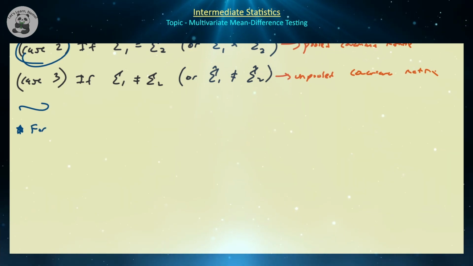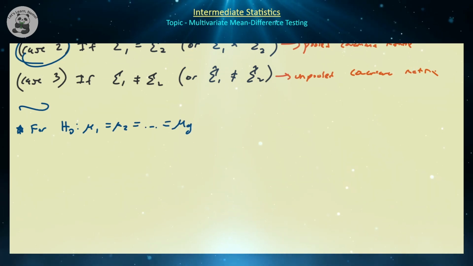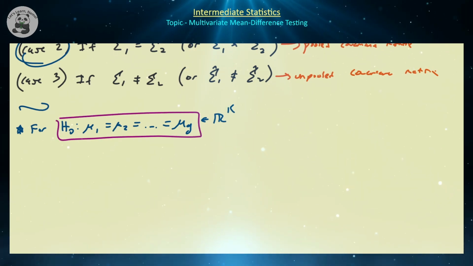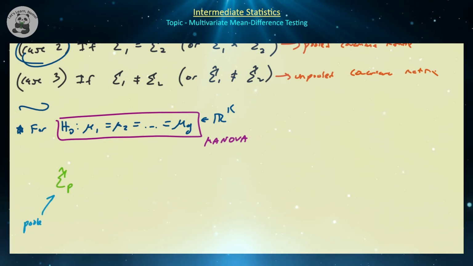For the null hypothesis that mu1 is equal to mu2, and we can technically extend this all the way down to, say, mu g, where each of these are k-dimensional multivariate vectors, this is obviously a multivariate extension of the ANOVA case. Some people will refer to this as a multivariate ANOVA test. We can build the pooled covariance matrix similar to how we did for the univariate case. The pooled covariance matrix is going to be a sort of weighted average of our covariance matrices for each of our populations.